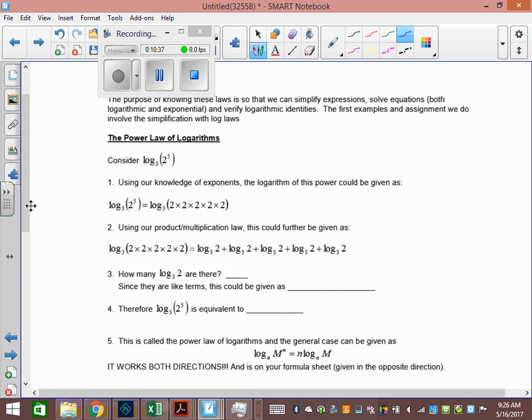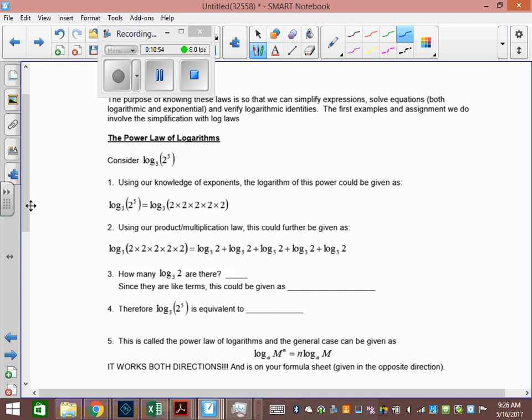Okay? This is why. So log base 3 of 2 to the 5, 2 to the exponent 5 just means 2 times 2 times 2 times 2 times 2, right? So I can write that out. I can go log base 3 of 2 times 2 times 2 times 2 times 2. I can write it out long like this instead of with the 5, correct?